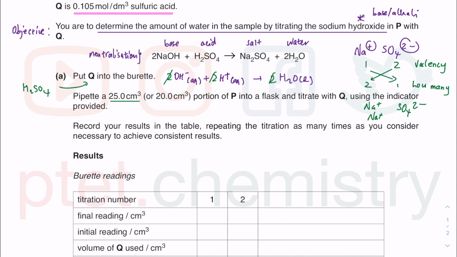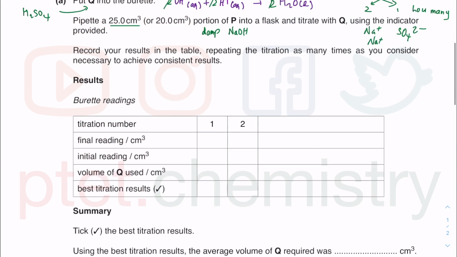They're going to titrate this P, which is your dilute NaOH, with this sulfuric acid. Record your results in the table, repeating the titration as many times as necessary. A couple of things to remember about titrations. Your final reading, that means at the end, okay? So after you do a titration, after you reach the endpoint, then you stop there. At the beginning, at the start, you need to put in the value at the initial reading, not the final reading. The volume of Q used is going to be the final minus the initial reading.